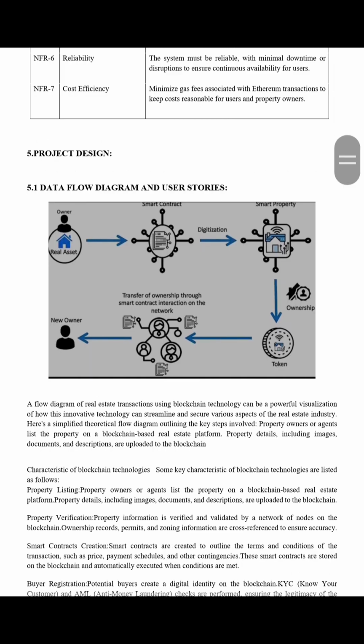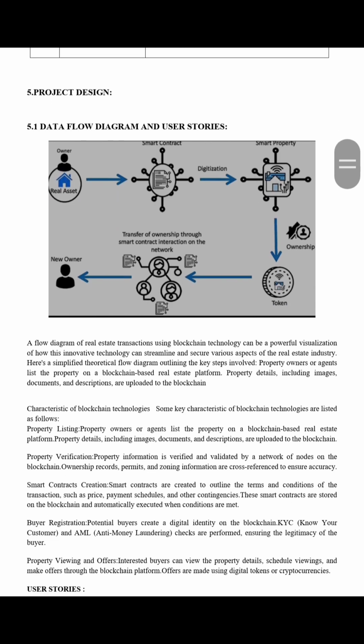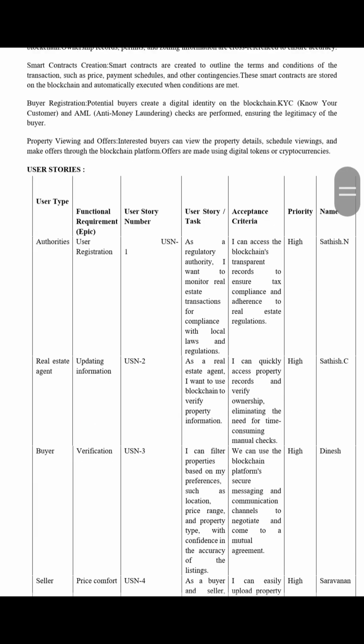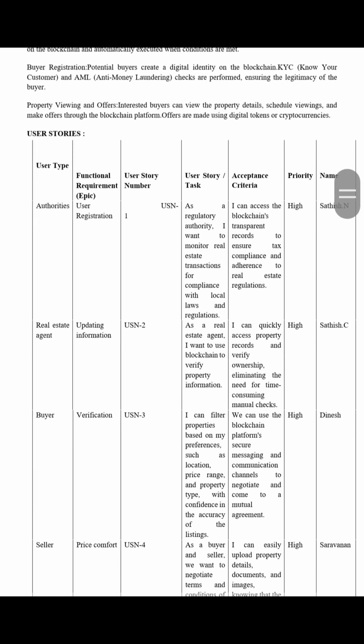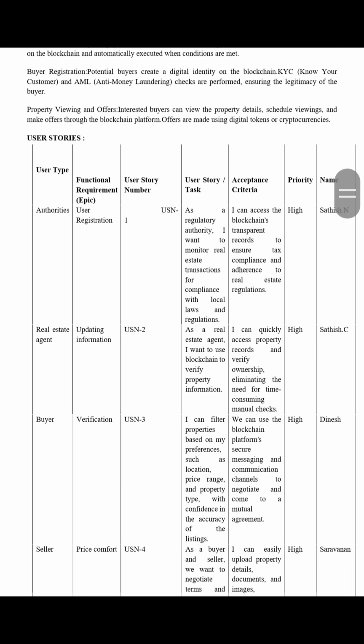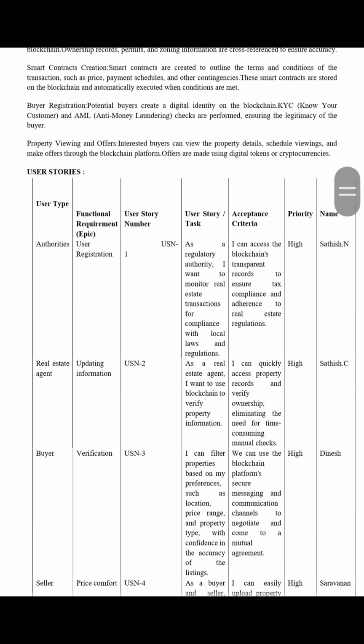The diagram shows the data flow diagram and the user stories. The data flow diagram explains how blockchain technology works in a real estate system. User stories can be classified as authorities, real estate agents, buyers, sellers, and verifications. These are based on their particular characterization.